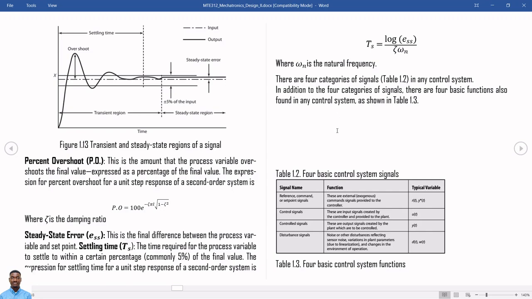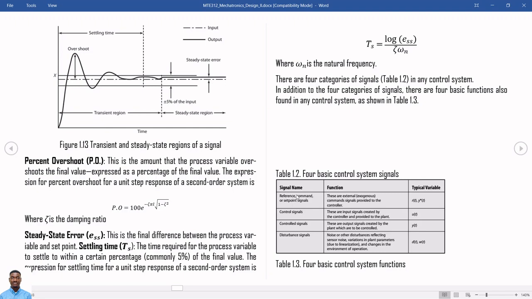So next we want to discuss 2 things which are shown in your tables 1.2 and 1.3. Table 1.2 shows the 4 basic control signals in a control system, while table 1.3 shows the 4 basic control system functions. So for your control system signals, there are 4 types of signals.